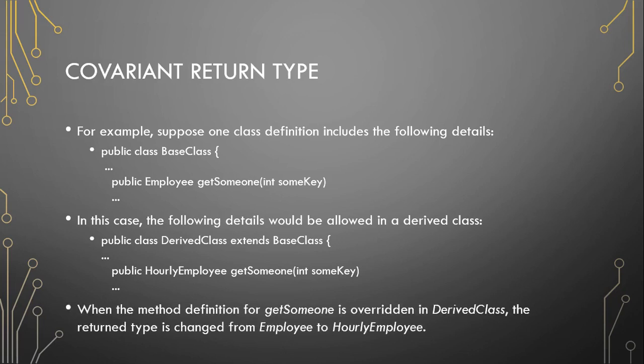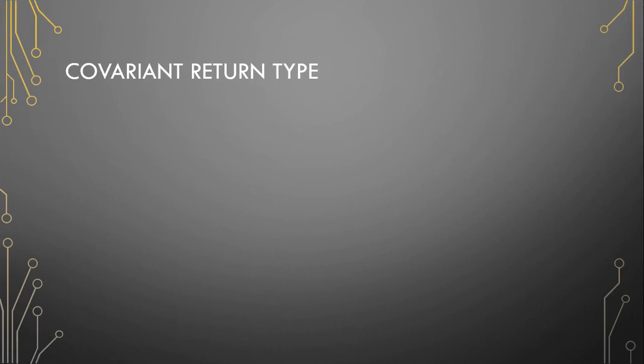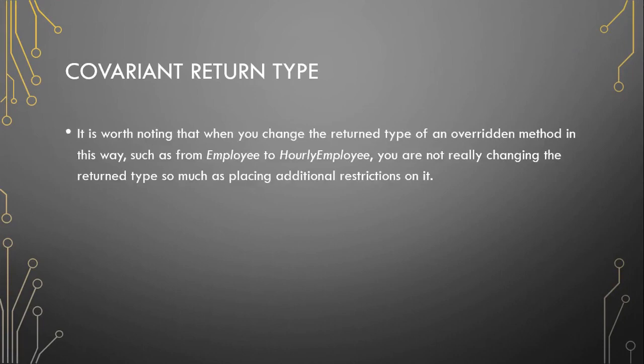Pretty straightforward. When the method definition for getSomeone is overridden in the derived class, the return type is changed from Employee to HourlyEmployee. As you'll notice here, it was public Employee, now it is public HourlyEmployee. Still, it is worth noting that if you change the return type of an overridden method in this way, as I just showed, such as Employee to HourlyEmployee, you're not really changing the return type so much as placing additional restrictions upon it.